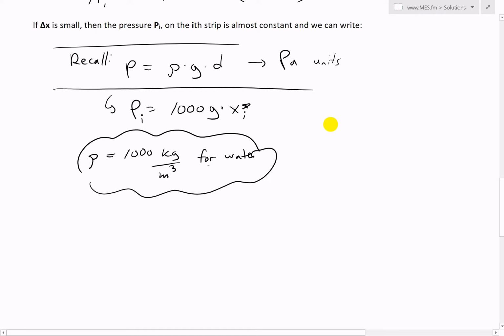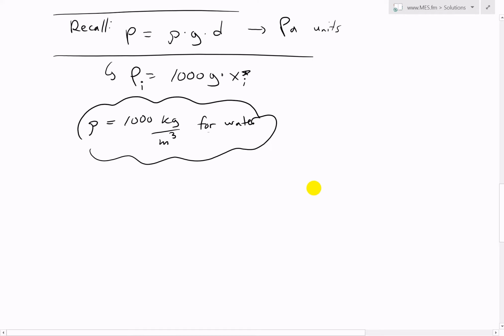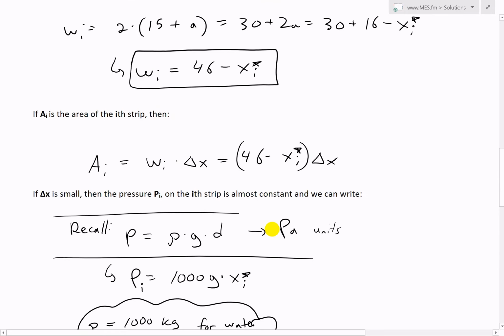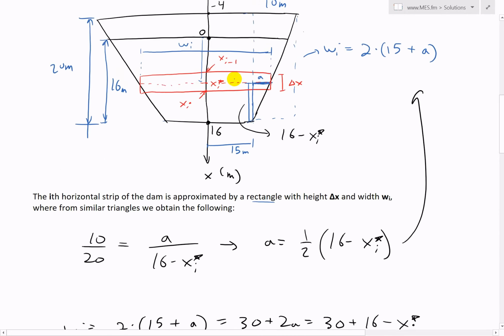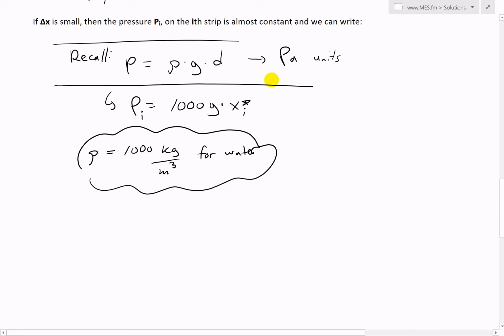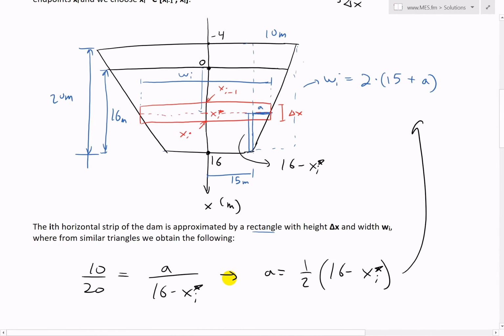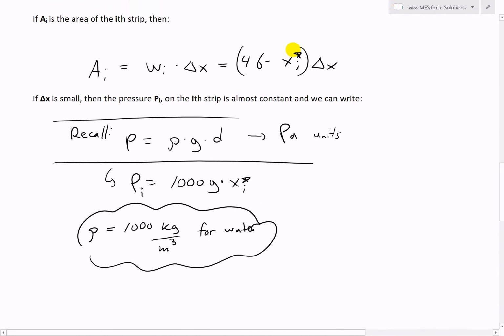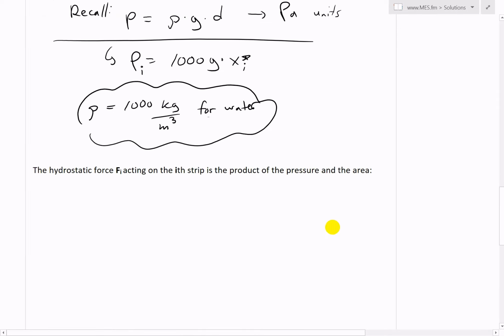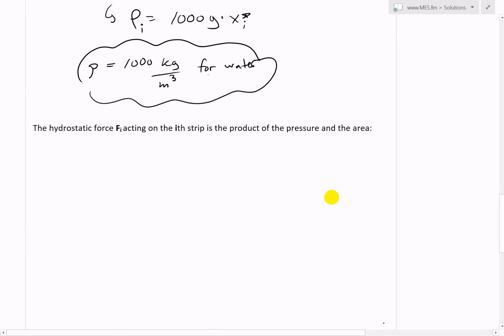So what we'll have is 1,000 times g times xi star for the pressure on the dam due to this thin slice. Now this pressure is per unit area, so this is the pressure at every single point. To find the overall force, we need the product of the pressure and the area. Recall that P is equal to F over A, a force per unit area. So our force is going to be P times A.